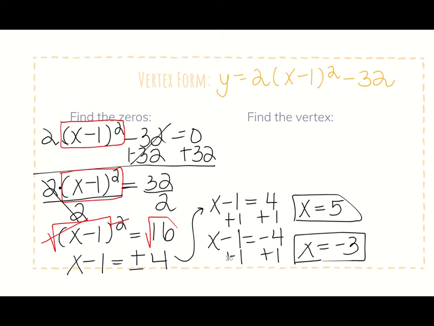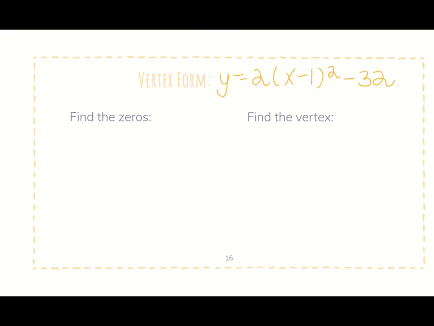And then the vertex coming from vertex form comes straight from our equation. So it's going to come from here and here, and we're going to think opposite, same. So that would give us a vertex of positive 1, negative 32. The opposite of negative 1 is positive 1. The same of negative 32 is negative 32. All right, moving on to a practice of our last form.